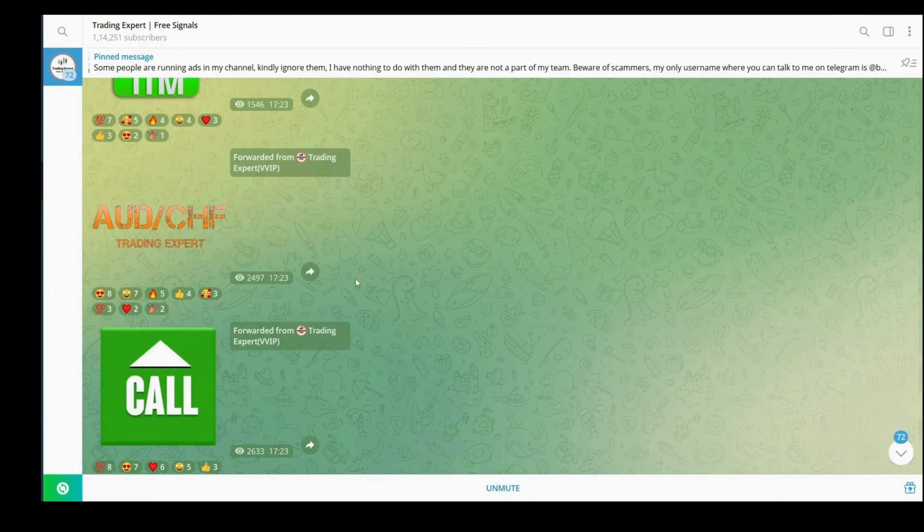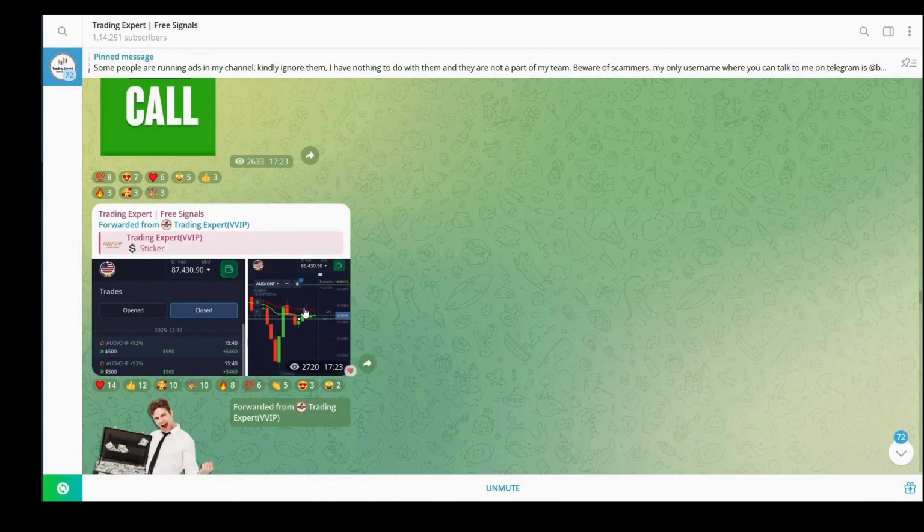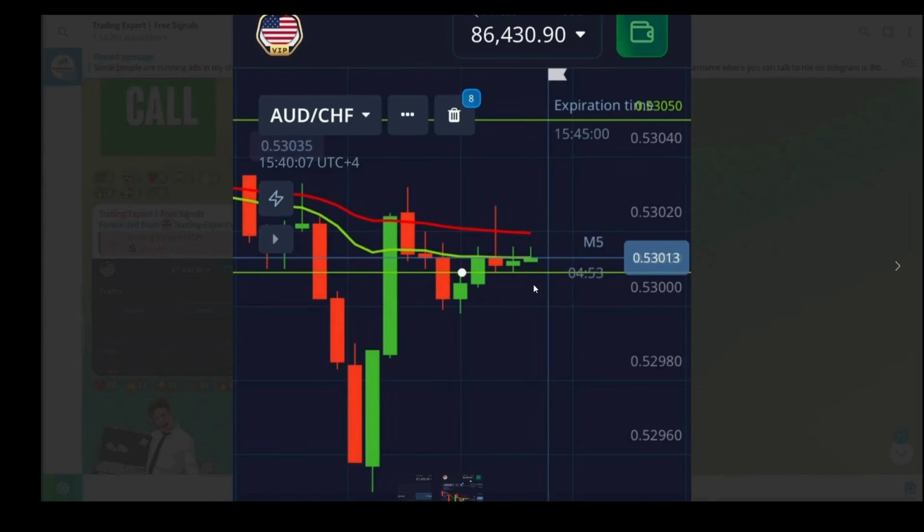Next, we provided another signal on AUDCHF, but this time for the call side. In this trade, there was no clear downtrend. You can see that the previous red candle showed weakness before the upside move, which indicated a continuation pattern. There was also a clear support level that I marked. Based on this setup, we provided a buy signal, and this trade resulted in a very good win. If you notice carefully, even an entry from the moving average would have also resulted in a win.